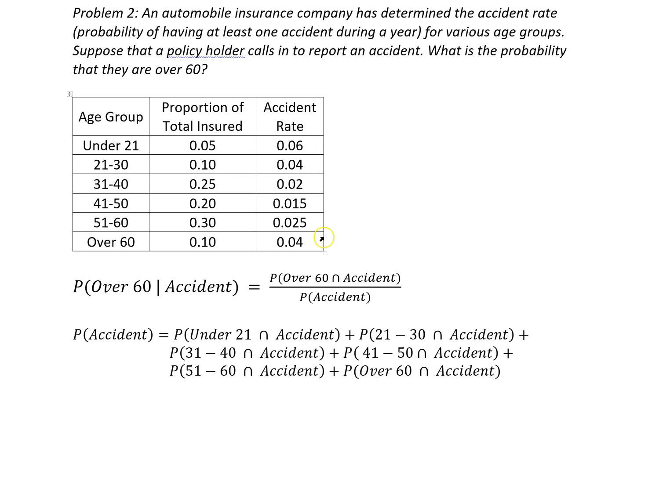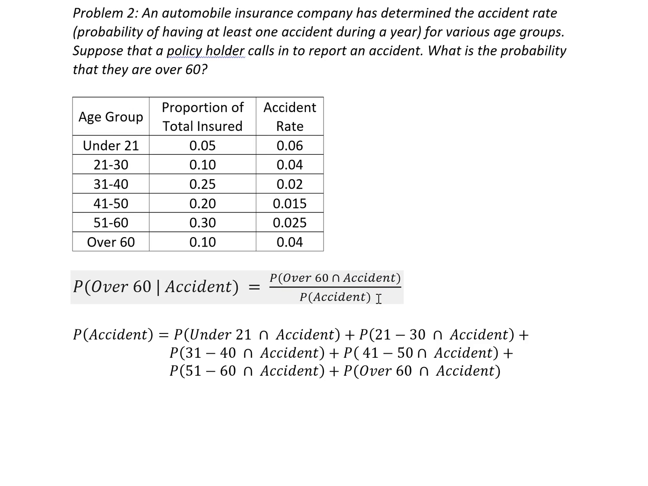Let's take a look at the actual problem. The problem had said, suppose that a policyholder calls in to report an accident. So that's the given. And we want to know, what is the probability that they are over 60? Down below, in probability, this would be written as the probability of over 60, given it was an accident called in. Now, in actuality, the calculation is to find the probability of someone being over 60 and having an accident, divided by all of those having had an accident.